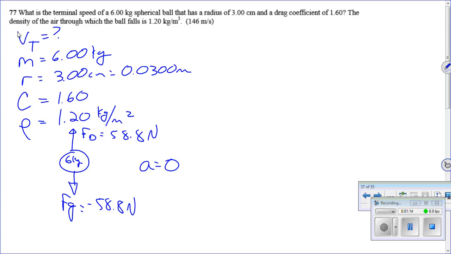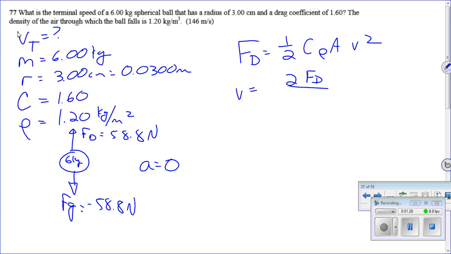All right, so once you realize that, this is pretty straightforward. We just use this equation. The equation for drag force is 1/2 C rho A v squared, and just solve for v. V ends up being the square root of 2 times your drag force over C rho A. And so you just plug in your numbers.